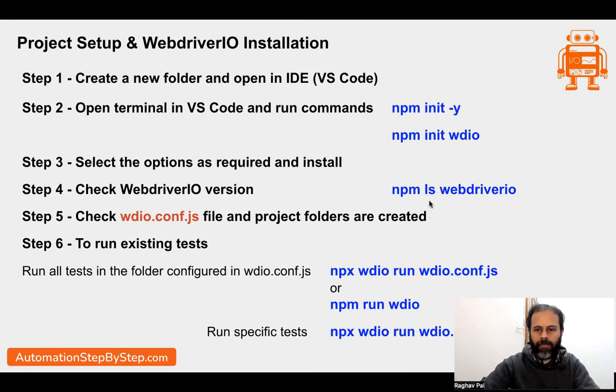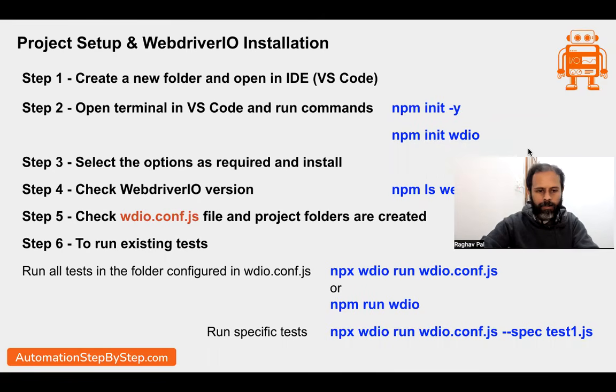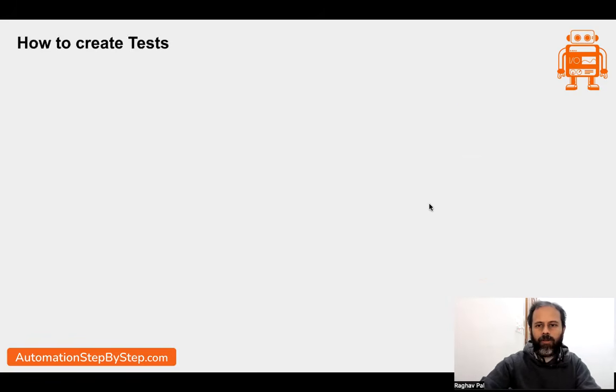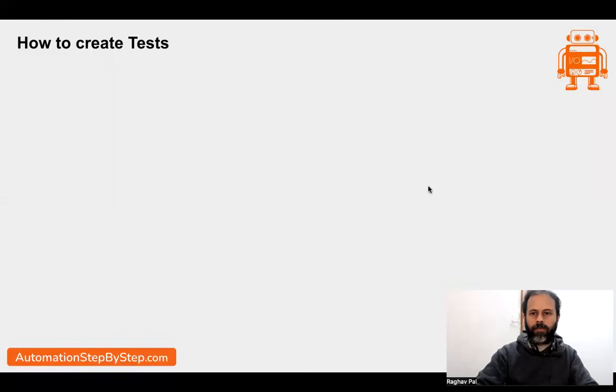And if you have to run a specific file, then we can use the same command, that is this one. And along with this, we can say --spec and give the location of the spec file or the test file. I will show you this later. And all these notes will be there in the description section. If you want, you can copy the commands from there, or you can see all the steps in the description section. Okay, so now let us move to how to create tests.